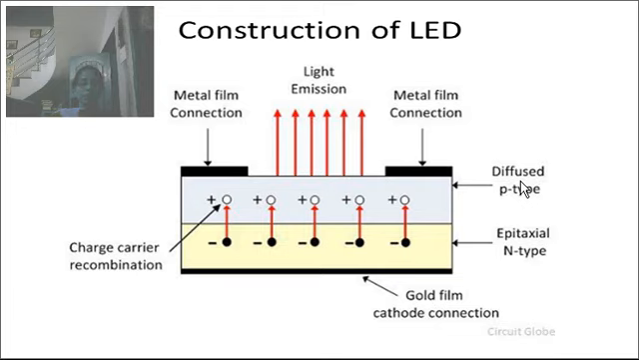The light energy is released at this junction when the recombination of electrons with holes takes place. After passing through the P region, the light is emitted through the window provided at the top surface.